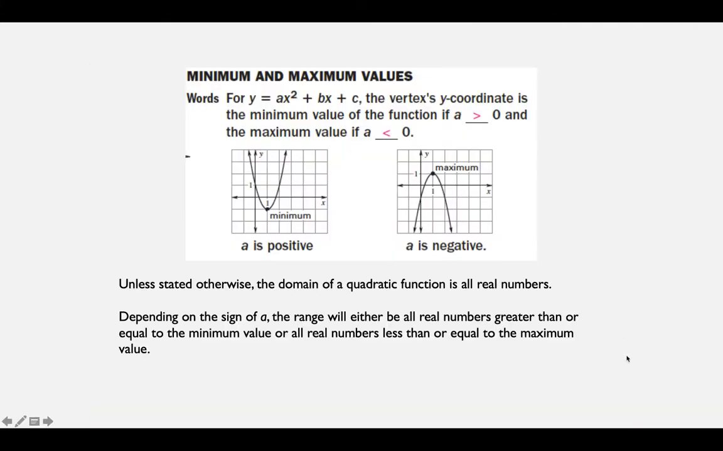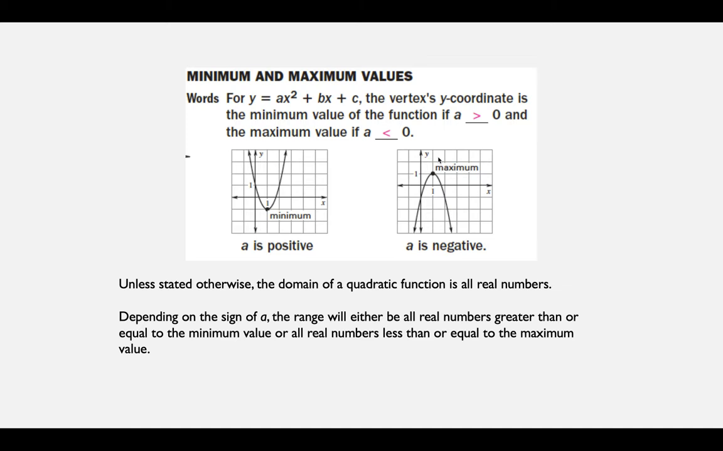Okay, so if a is positive and it opens up, there is a very bottom point. It's like the bottom of a valley, and the function value there is the minimum. If a is negative, there's a hilltop, and the y value where the hilltop is is the maximum. Unless it's stated otherwise, the domain of a quadratic function is all real numbers. Sometimes, though, in real-world cases, we have to limit ourselves to non-negatives. So you have to consider the context.